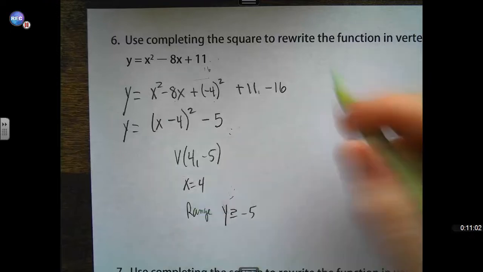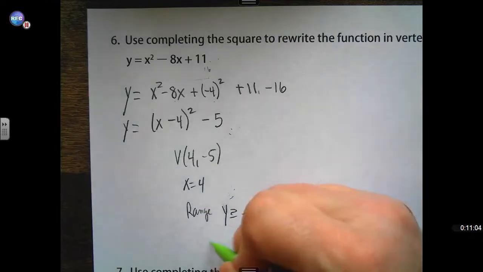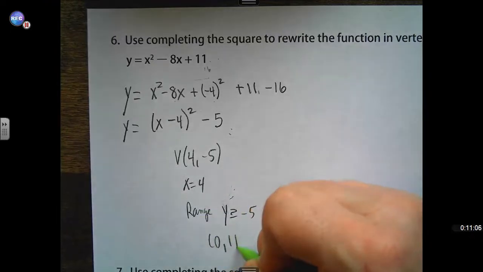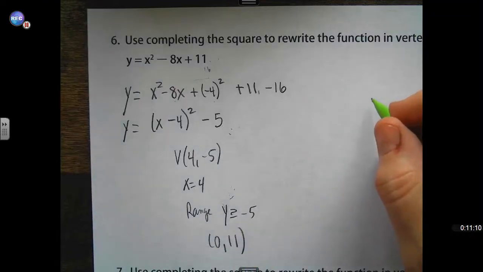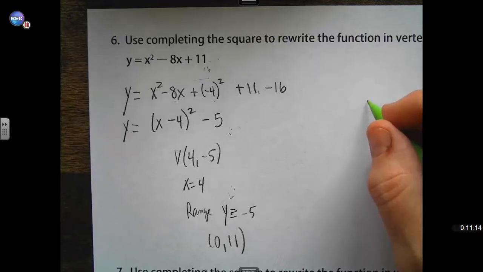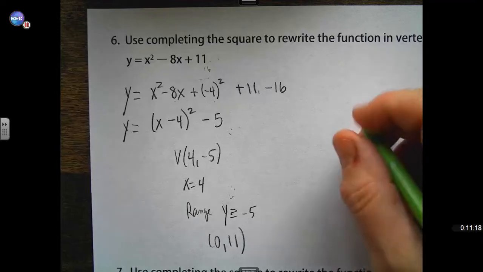I can graph this thing. The y-intercept is 0, 11. I believe it is going to have some x-intercepts, but I don't think they're going to be whole numbers or integers. So on and on we could go. All right.